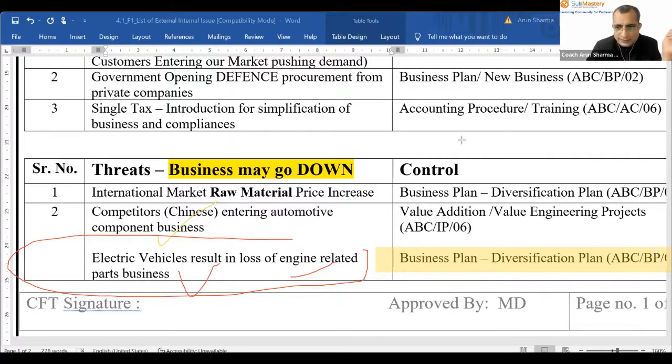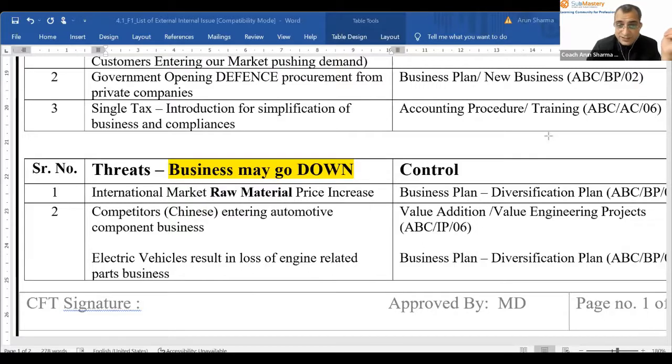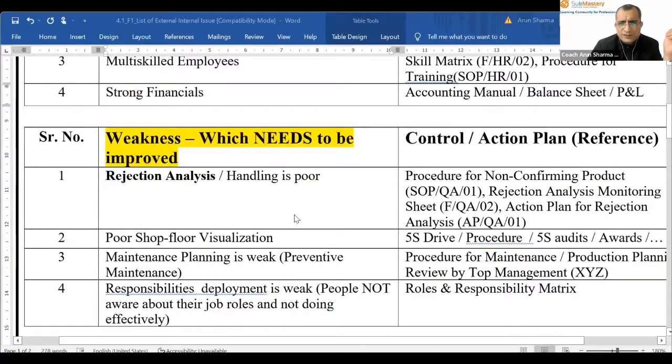So here, definitely, as I said, threats and opportunities. In general, management is responsible for making action plan, but when it comes to internal issues like strength and weakness, especially the weak area, there it is expected that you identify your weak area. Not only you identify your weak area, but you also take action plan and also show what's the progress, what's the status.